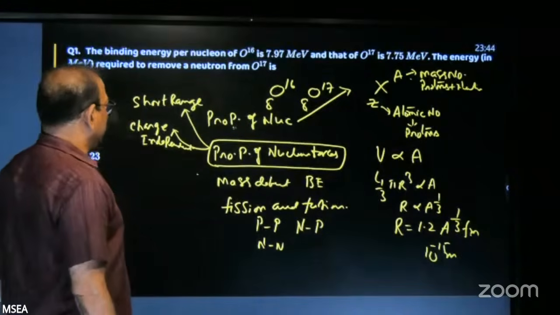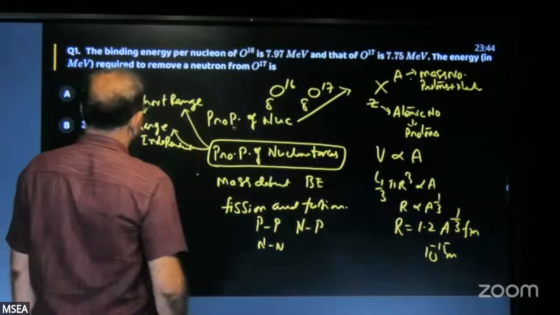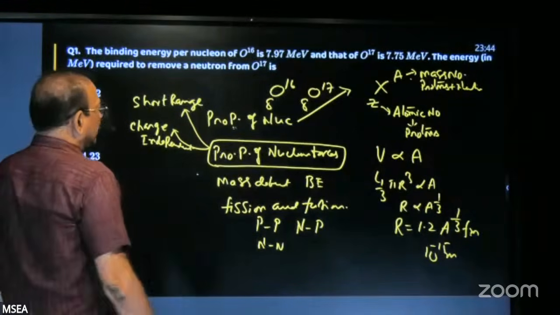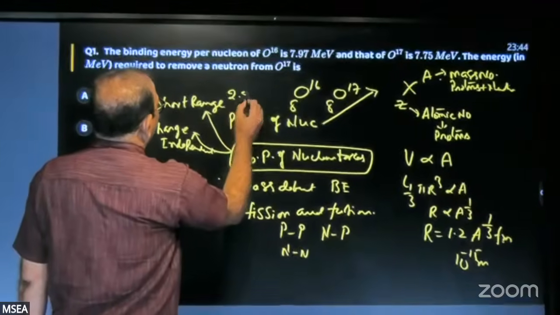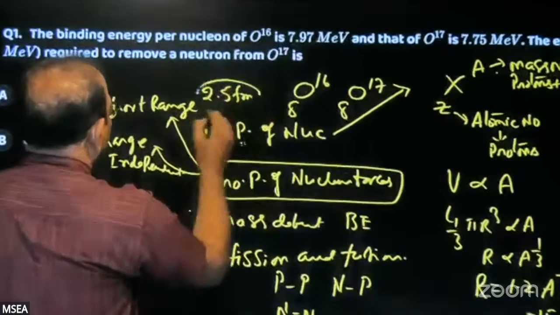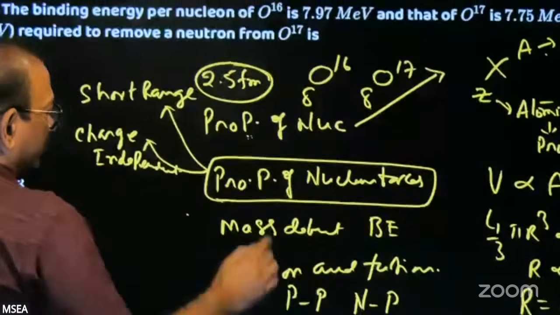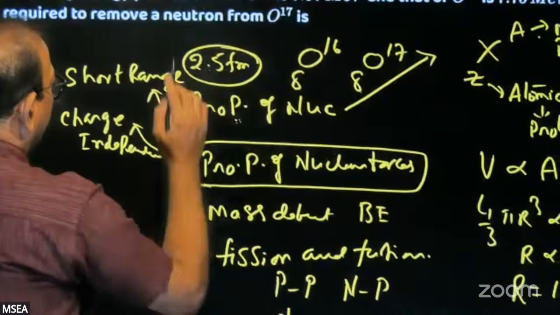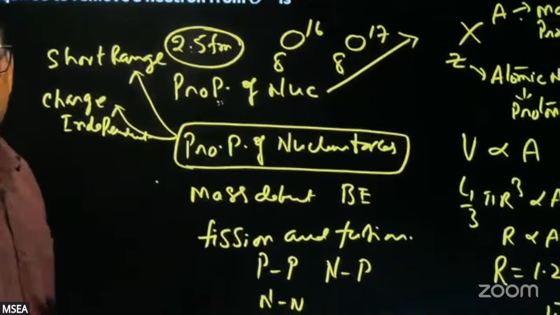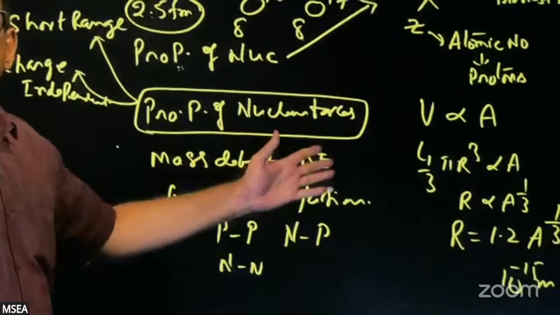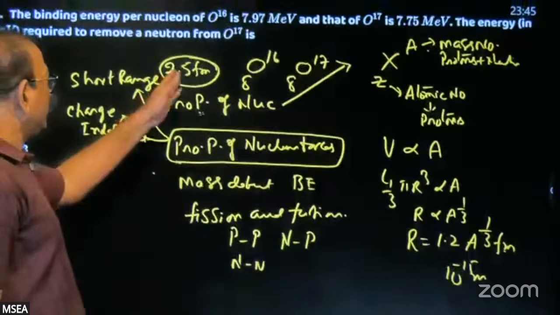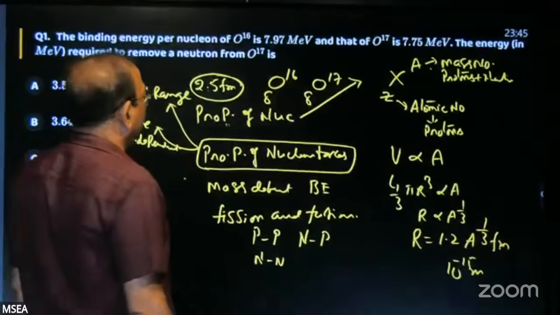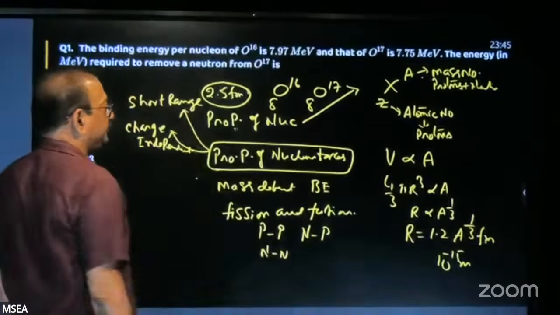Nuclear attractive forces are short range forces. These forces will act up to a maximum distance of 2.5 Fermi only. If the distance between nucleons is more than 2.5 Fermi, these forces vanish. These attractive forces act up to this distance only. Short range they are.